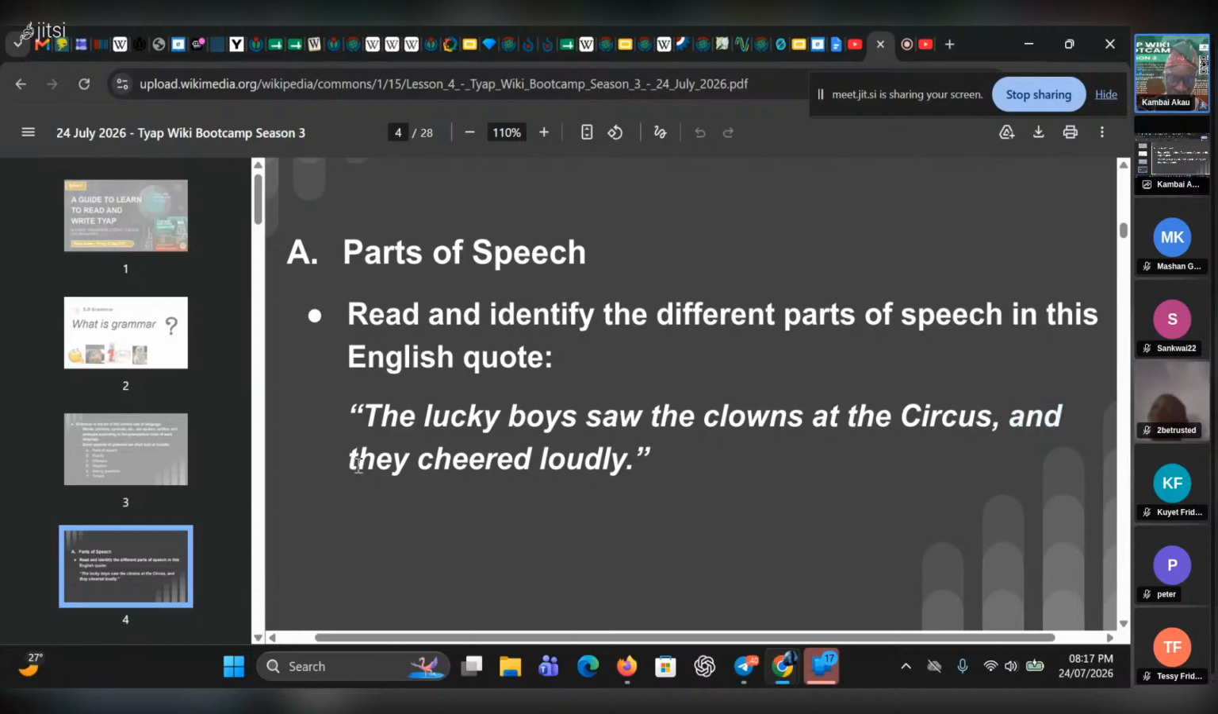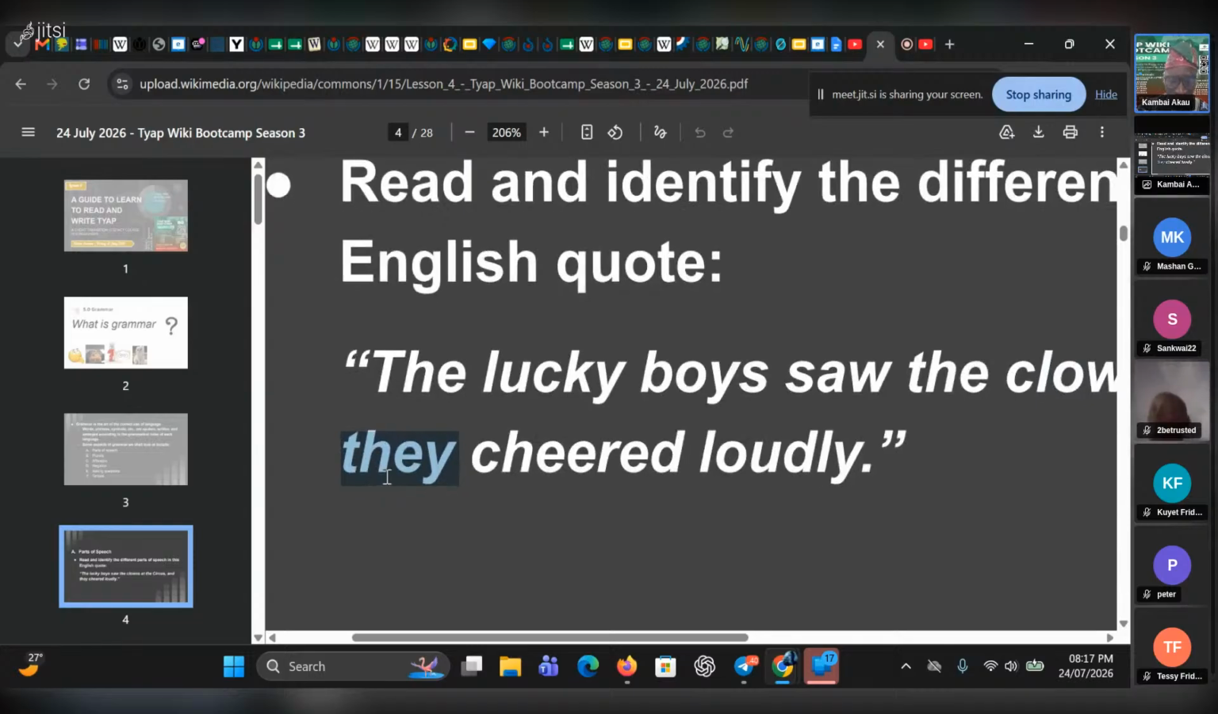And then here we have a pronoun because instead of saying boys again, you just say they. And then cheered is an action word, and loudly is giving you the manner of cheering, which is an adverb. So the adverb talks about the degree, it talks about the manner. It just gives more information, not really complementing, like the adjective.